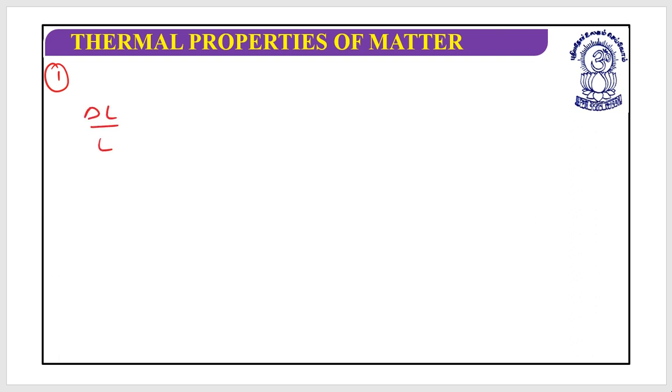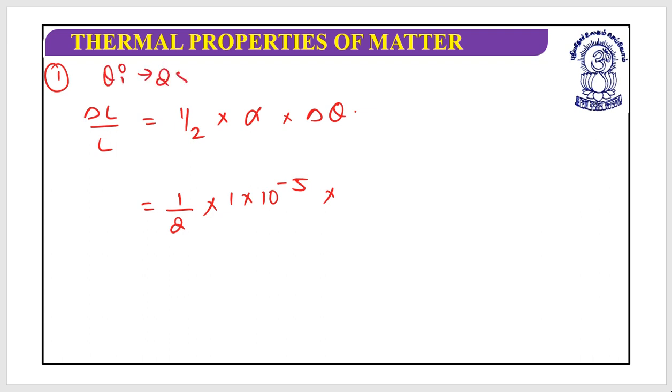So delta L by L is equal to half into alpha into delta theta. So it's 1 by 2 into alpha. Alpha is 1 into 10 to the power minus 5. Now the initial temperature theta is 25 degrees Celsius, and theta final is 20 degrees Celsius. I understand that in this situation I am decreasing the temperature, and if I decrease the temperature, the clock will be faster.